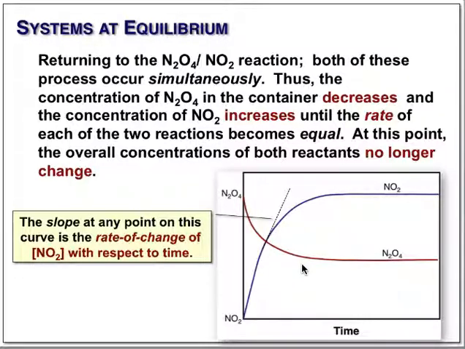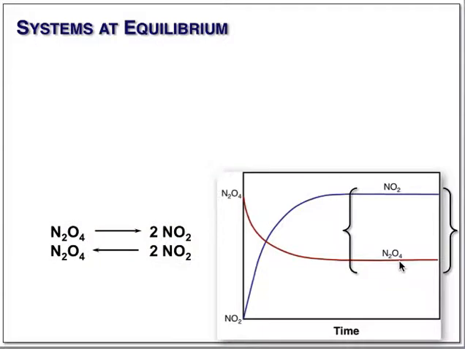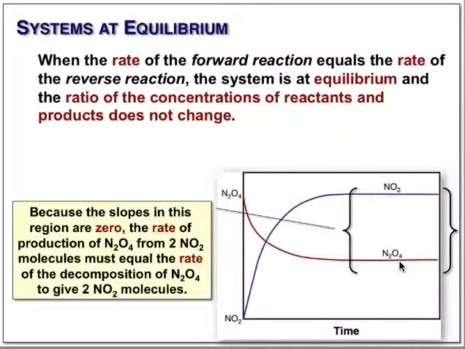Well, let's look out here at this end of the curve. Here our slopes are zero. The fact that we have a zero slope means that the rate of change of each of these is constant. Now, it doesn't mean that their concentrations are zero. It doesn't mean that the reaction has stopped. It simply means that the rate of change of each of these is zero.